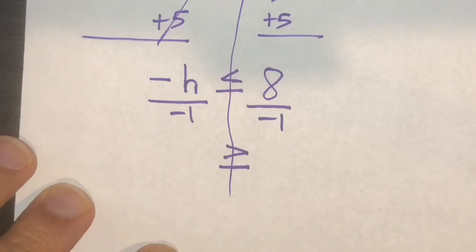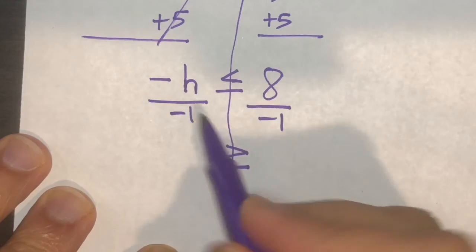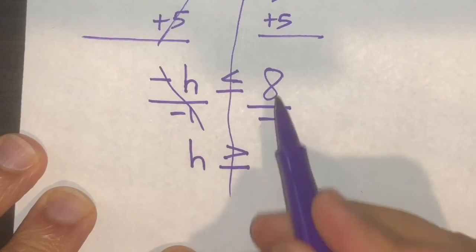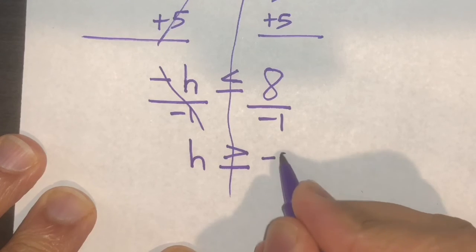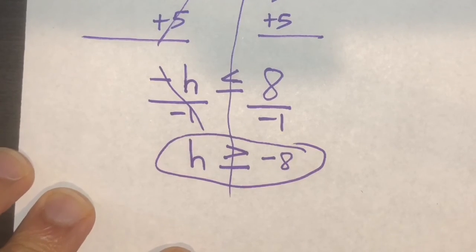So now it's going to be greater than or equal to versus less than or equal to. This cancels out, so we're left with h greater than or equal to 8 divided by negative 1, which is negative 8. So our final answer is going to be h is greater than or equal to negative 8. Okay, one last problem.